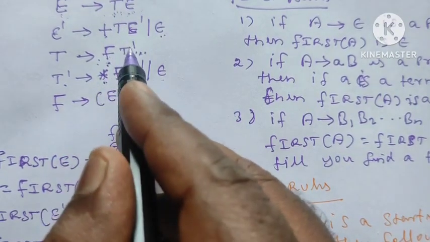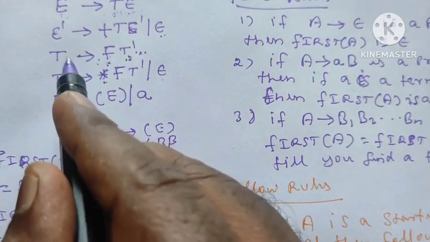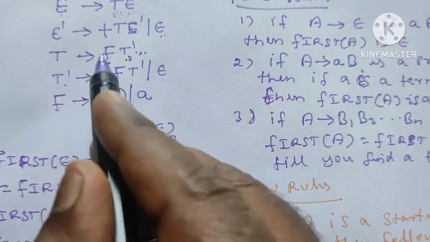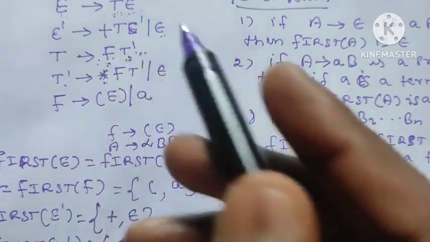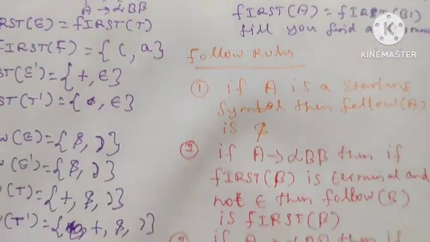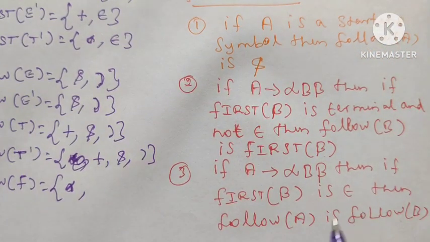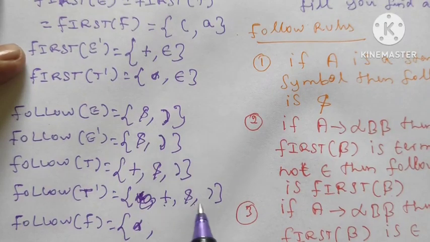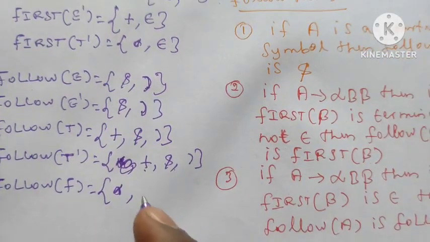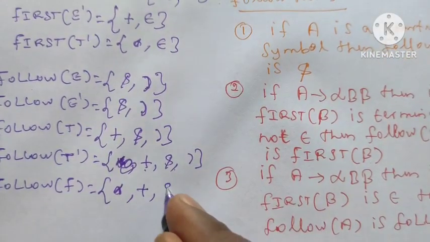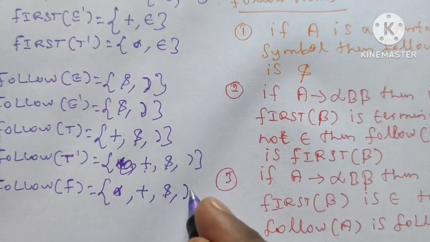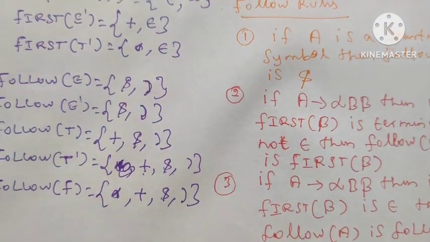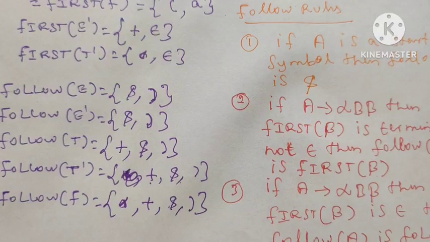If it is epsilon, then what does it mean? Then you have to see follow for T. Follow for T is actually the same as follow for F, based on rule number 3. So follow for T is plus, dollar and close bracket. So you write plus, dollar and close brackets. So that's about first and follow.